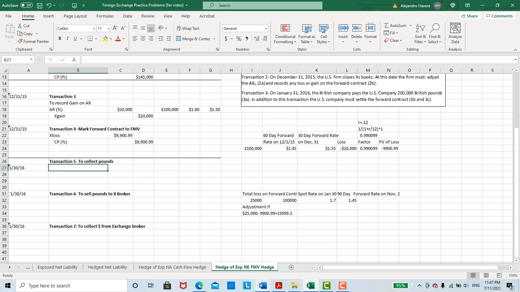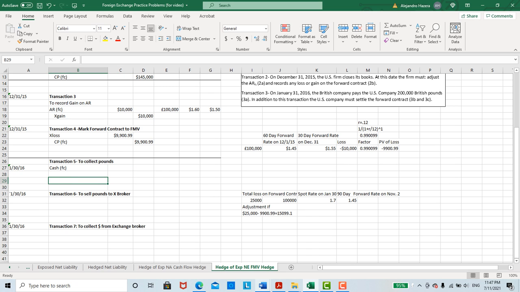Okay, so the first thing you do is you have to collect the pounds. This is the easiest one. This is one of those fairly easy ones. We're going to collect cash, and this is foreign currency. It's not denominated foreign currency. Like I keep saying, it is a foreign currency. So you're going to collect the pounds, and so you're going to debit cash.